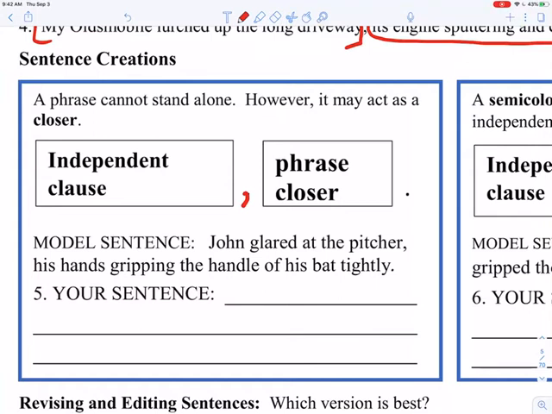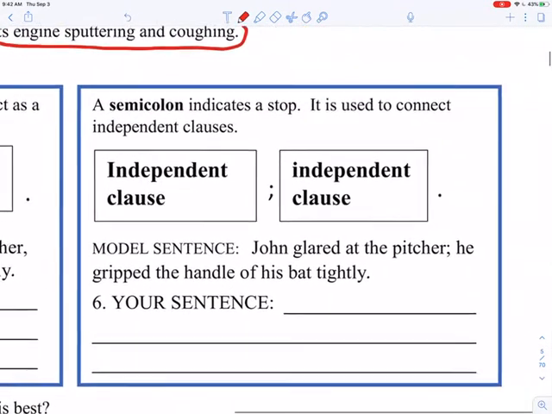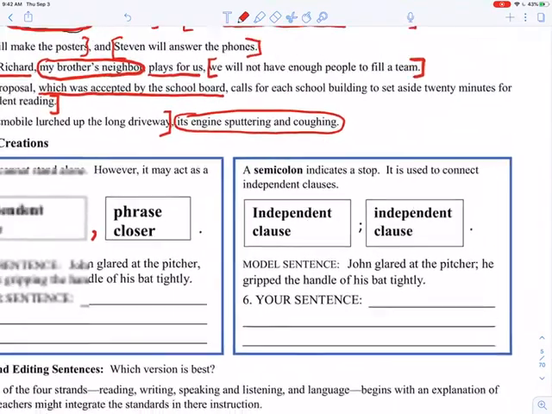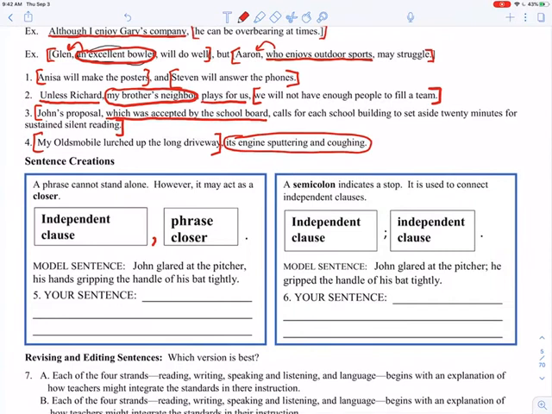For 6, merely stick two independent clauses together with a semicolon that indicates a stop, and these sentences should be related, such as John glared at the pitcher, semicolon, he gripped the handle of his bat tightly. So again, we're practicing stylistic choices here. We'll give you about a minute and a half for that.